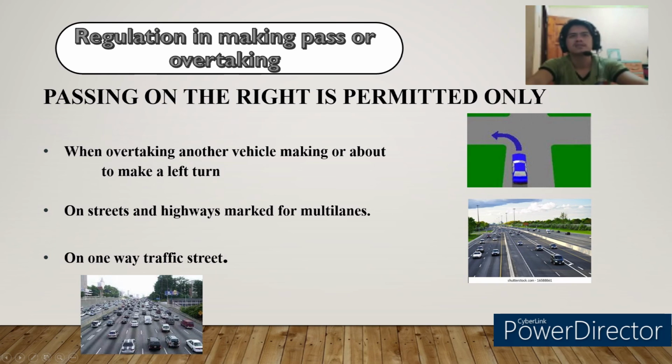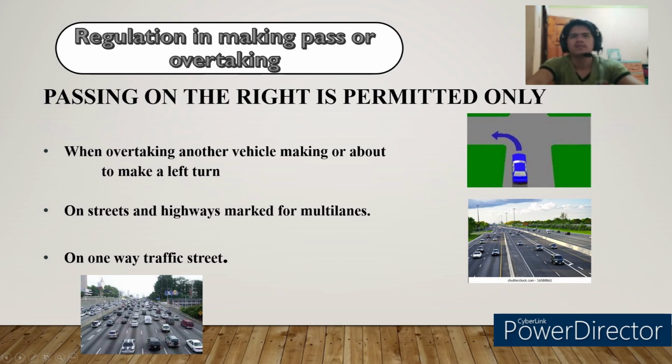Next is on the streets and highways marked for multi lanes. On the streets marked for multi lanes, you are able to pass on the right side. So why is that? Because on multi lanes, there are huge spaces for vehicles. For example, 4 lanes. So it is safe to overtake on the right side. But again, drivers need to check the sides if they are going to overtake another vehicle for safety purposes.